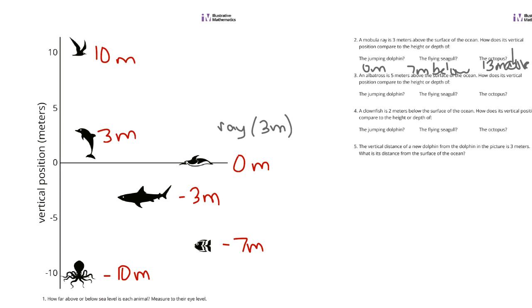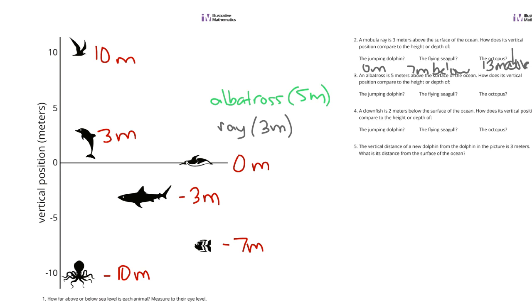Next, we have the albatross. An albatross is 5 meters above the surface of the ocean. So let's label that in here just so we can have a reference. Here's the albatross at 5 meters, and don't get me to try to draw that thing.